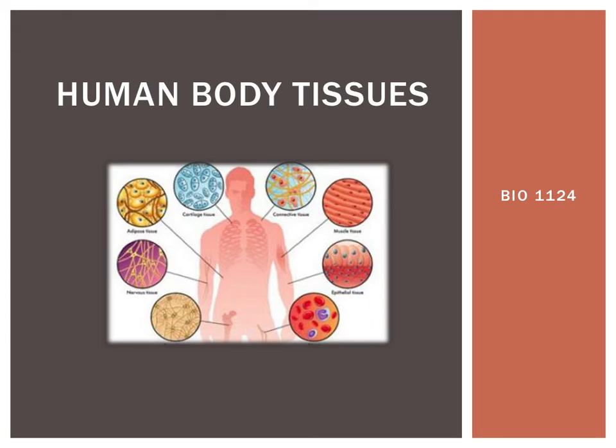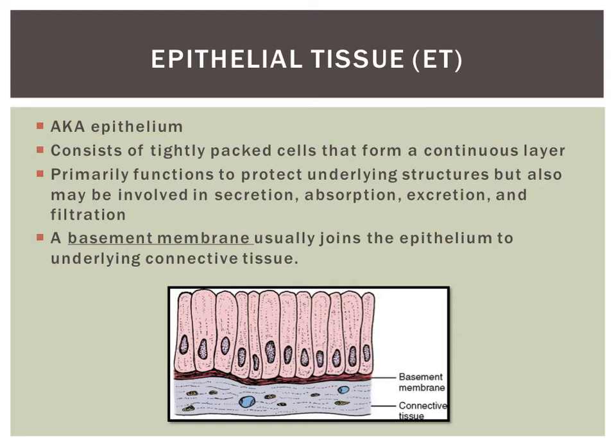In the tissues unit, we will be looking at the 4 major types of tissues. These include epithelial, connective, muscle, and nervous. We're going to start out with epithelial tissues. Another word for epithelial tissue is epithelium.